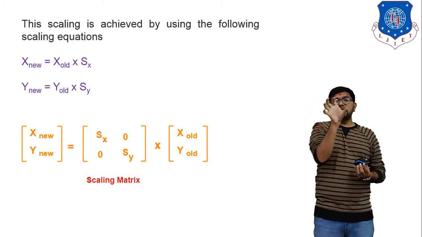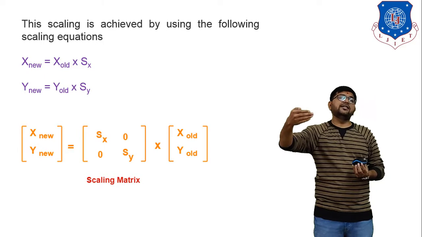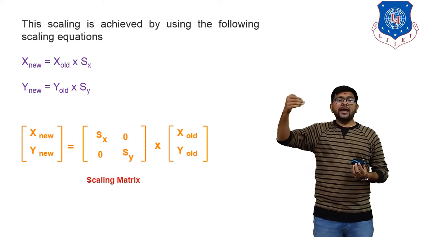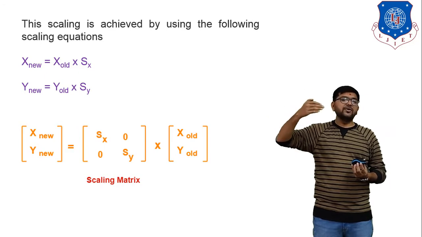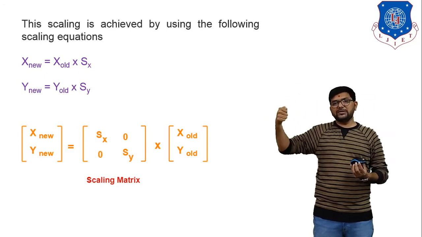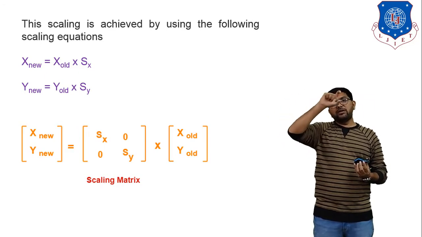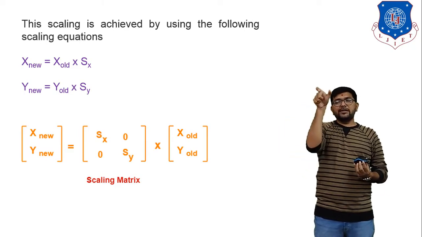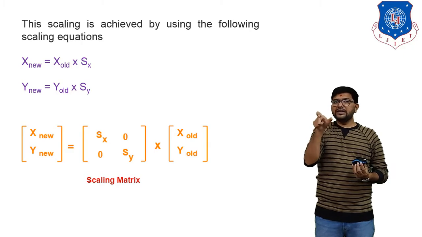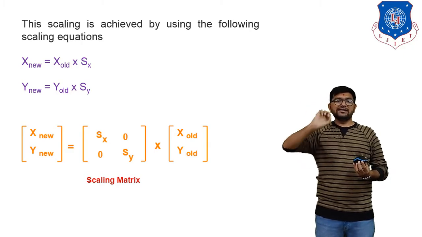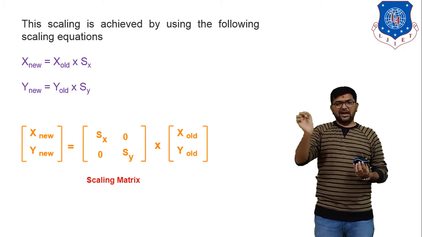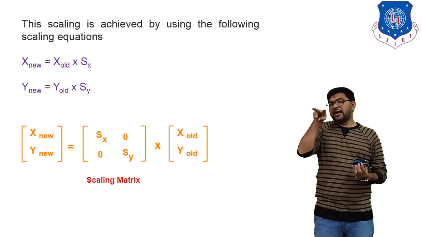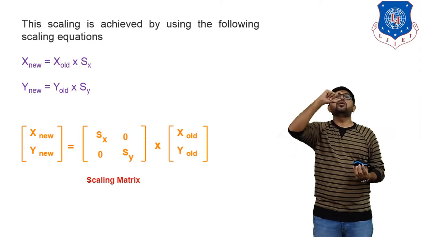Okay. So this equation we have to convert into the form of a matrix. Clear? So x new is equal to x old into sx, y new is equal to y old into sy. We have to convert these two equations into one matrix equation. So the matrix of x new, y new is equal to the matrix sx 0 0 sy, and in the second matrix x old, y old. If you multiply these two matrices, you will get the above two equations.